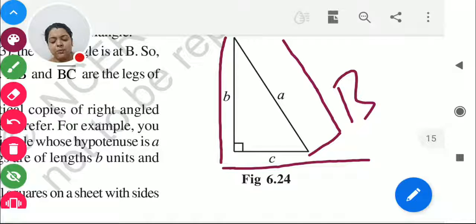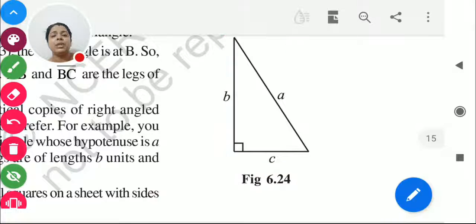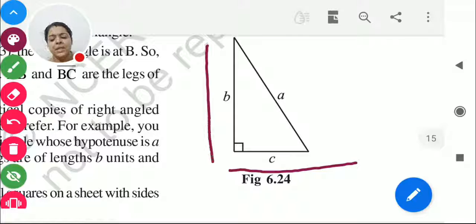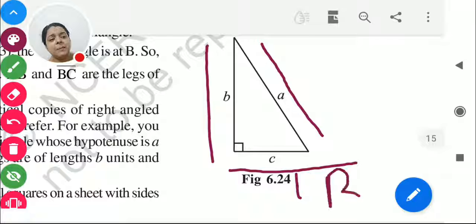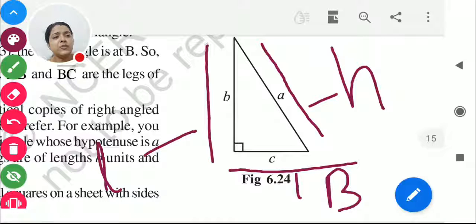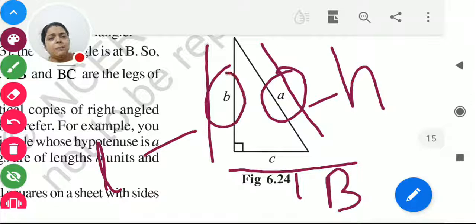So I'm giving you the names of the sides. This is B, base. This is called L, meaning length. And this is H, which means hypotenuse. B means breadth or base, L means length, and H is called hypotenuse. Here the names are given differently: hypotenuse is A, length is B, and base is C.